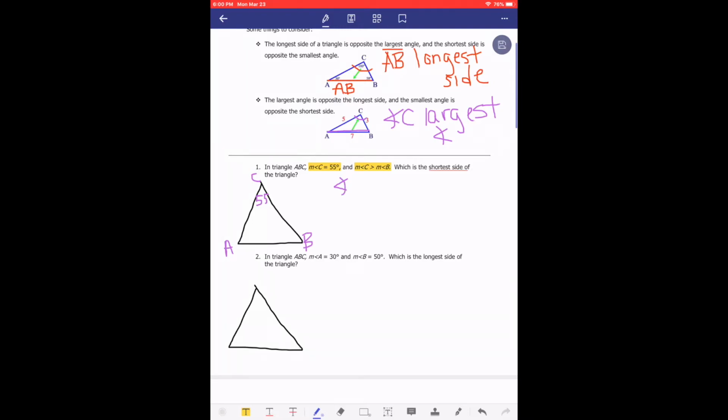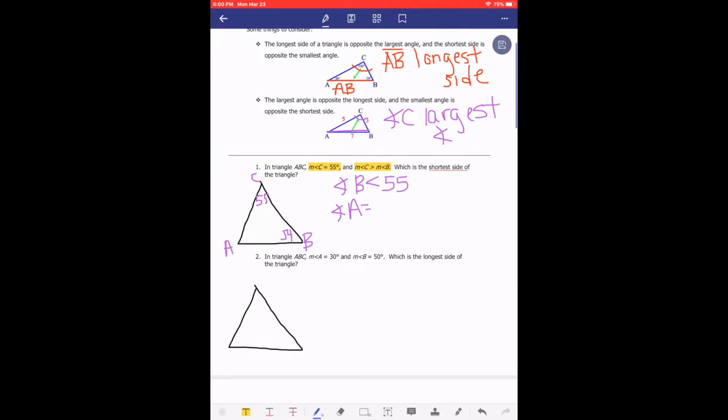So that information tells me that angle B has to be less than 55 because angle B is smaller than angle C. So I'm going to just plug in a number for angle B, even though I don't know the exact number. So if angle B has to be less than 55, let's say it's 54. I just want to be able to tell what angles are the smallest and the largest. So say if this one's 54, I would still need to find angle A.